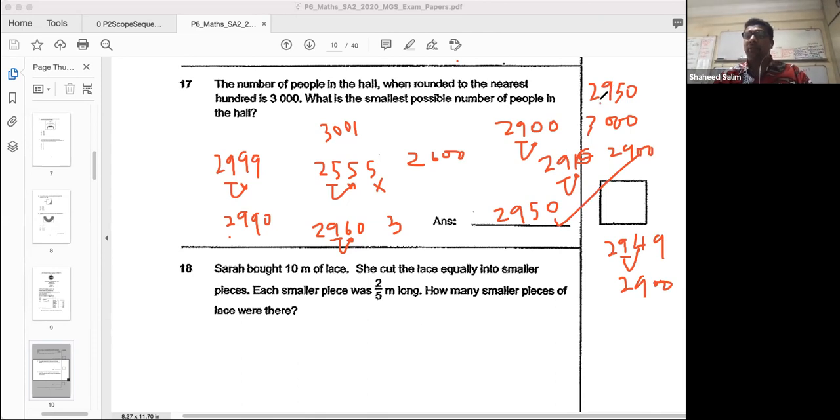But you try it out now. You try it out like what we did. So if they say nearest 100, you underline the 100. You look at the digit beside. Do you plus 1? You try. You can try. You got enough time.